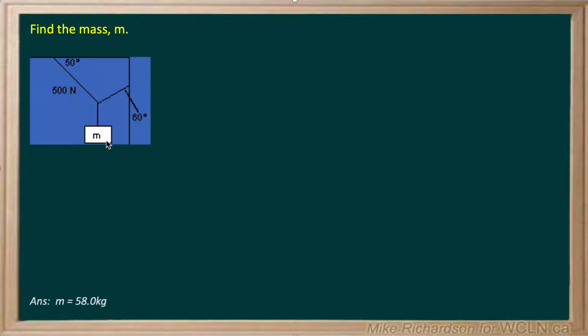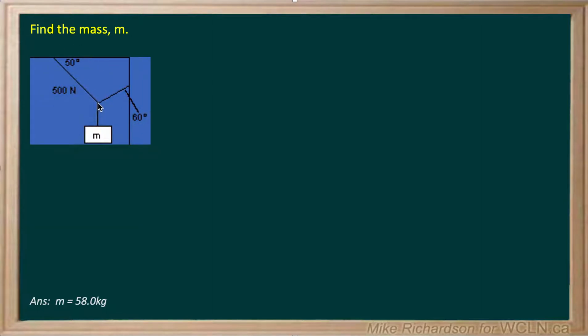Here I've got a mass M, an unknown mass M, supported by a couple of cables that are attached to both a wall and a ceiling with the angles of 50 degrees to the ceiling and 60 degrees to the wall. We know the tension in one of the cables is 500 newtons, and the question is, what is the value of this hanging mass? We're trying to figure out M.